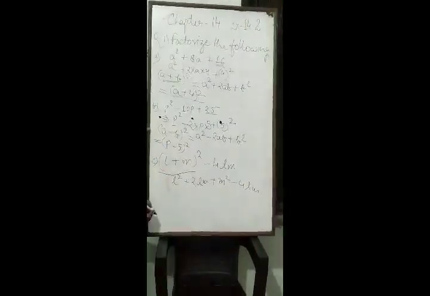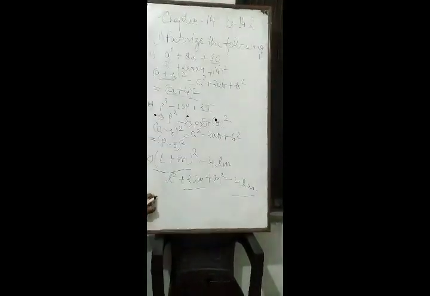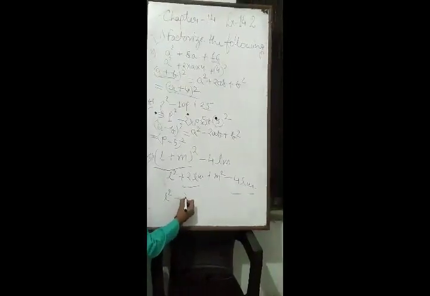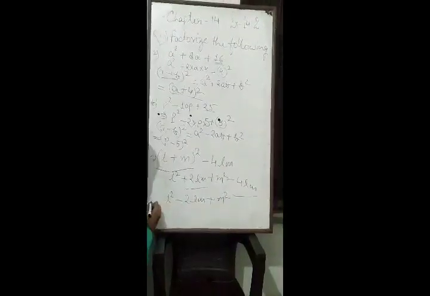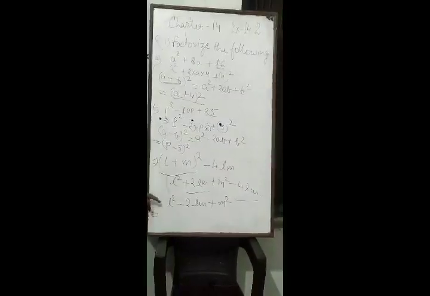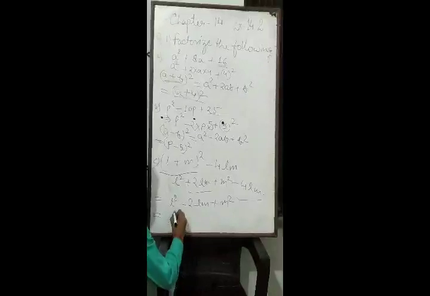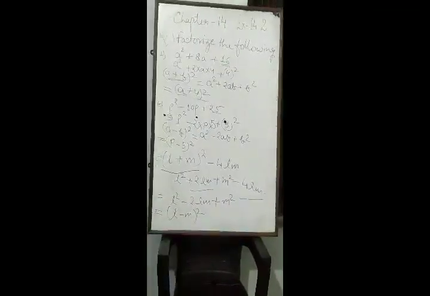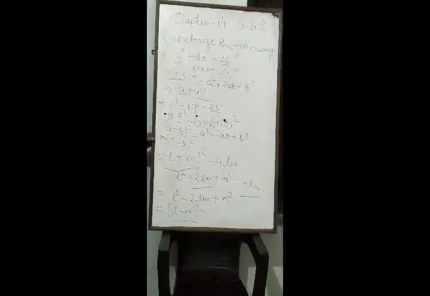Now we can subtract this and this value. That means what will be the value? L square minus 2lm plus m square. Now students, you can see when we compare this value by the identity a minus b whole square, we can write this value like L minus m whole square. So the answer of this part is this. Now students, try to solve rest of the part of question number 1.